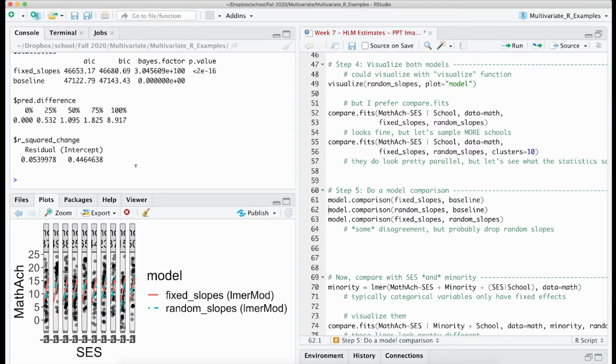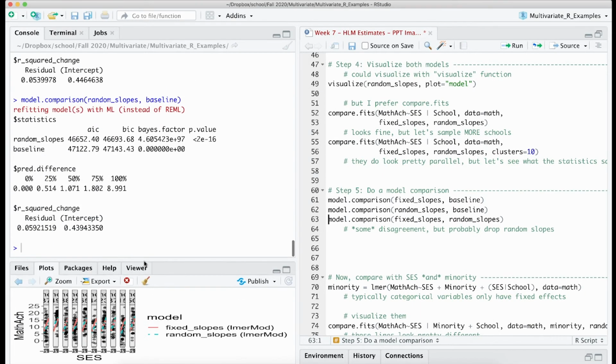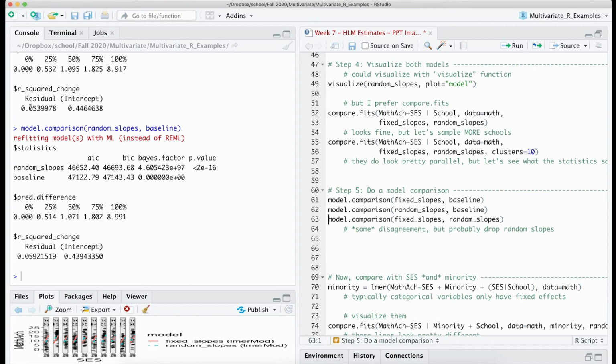Basically what that means is that the intercepts are on average going to be closer to the fixed effect than they were before, which is good. And so once we do that, we could also do the same thing with the random slopes model. And these are actually comparable. So I'm gonna scroll down so we can look at these simultaneously.